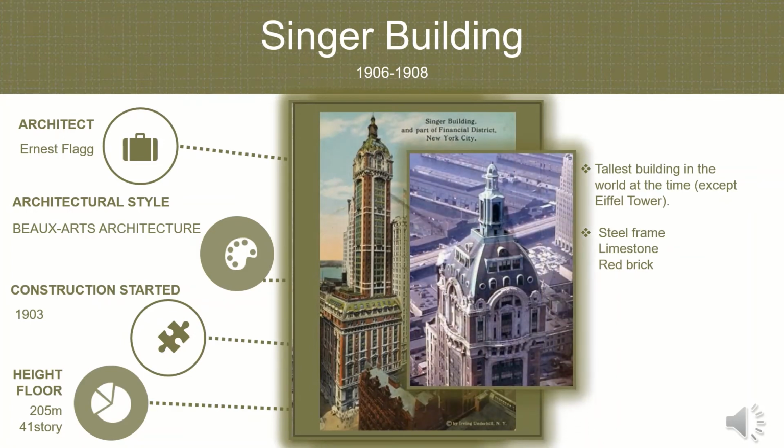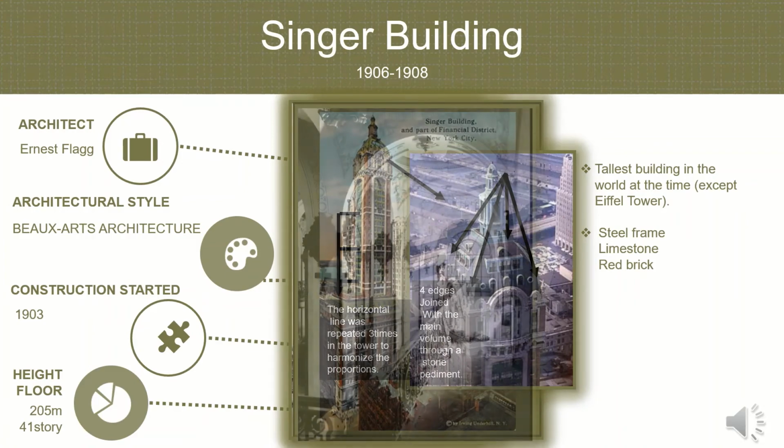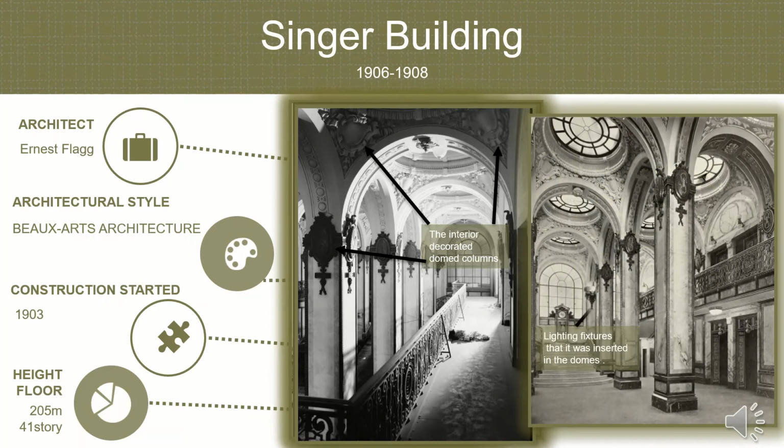The top of the building had a dome with 4 edges, joined to the main volume through a stone pediment. The horizontal line was repeated 3 times in the tower to harmonize the proportions. The interior had similar details to the facade. It has strongly decorated dome columns and lighting fixtures inserted in the domes, provoking a vertical effect.